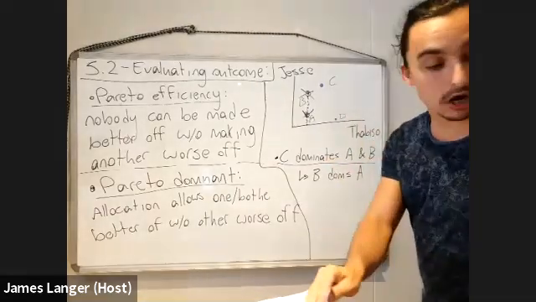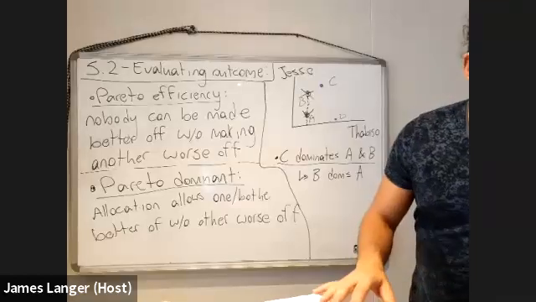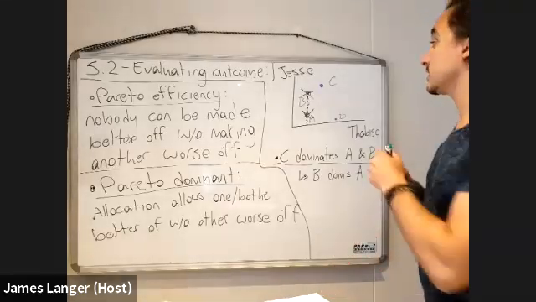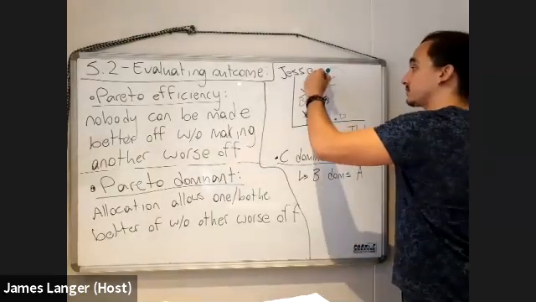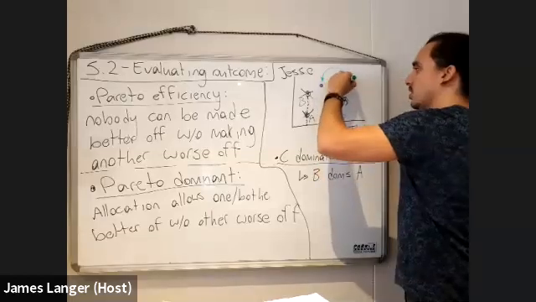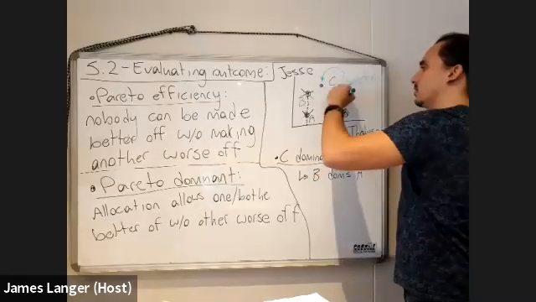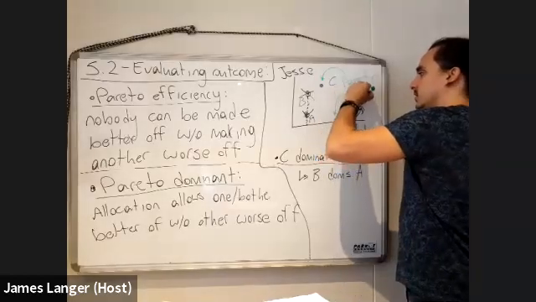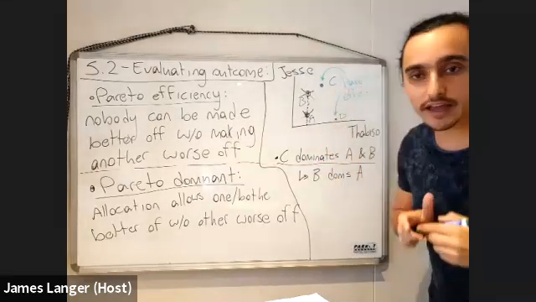All right, so in this example that we've done now, we've identified that these points are Pareto efficient.